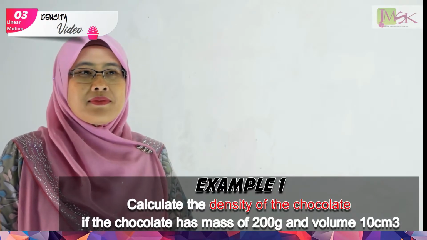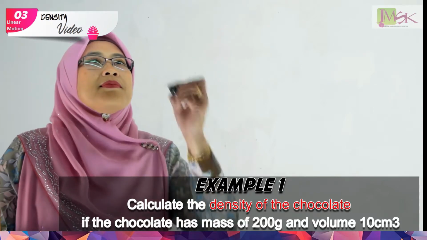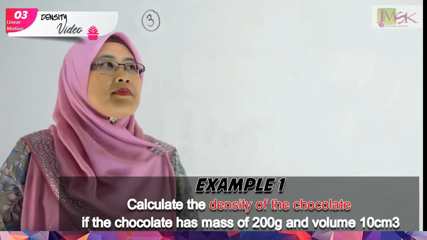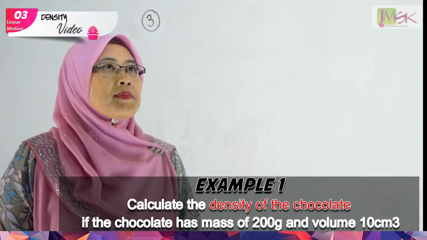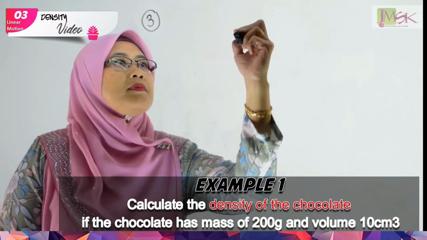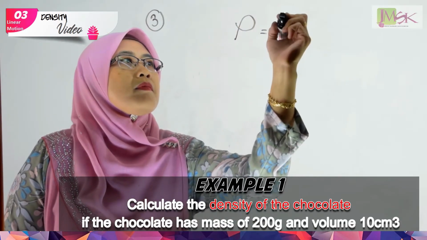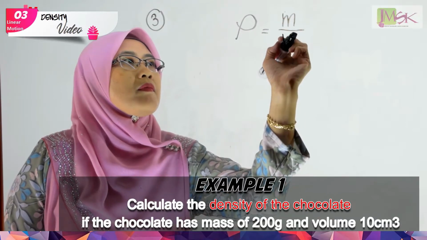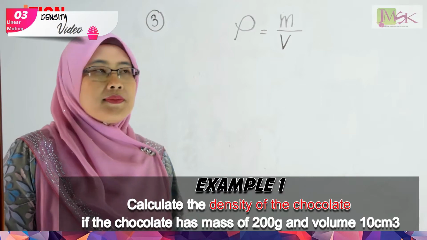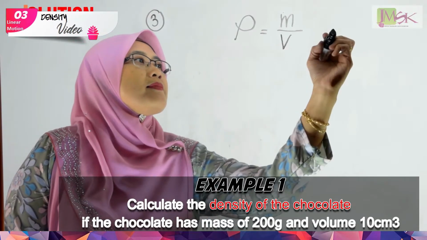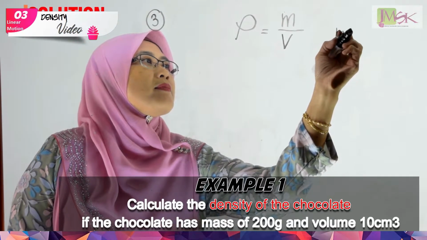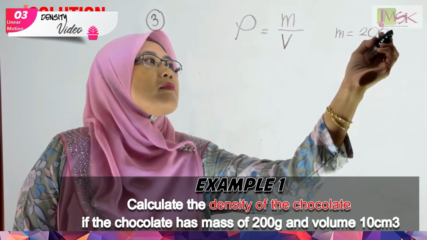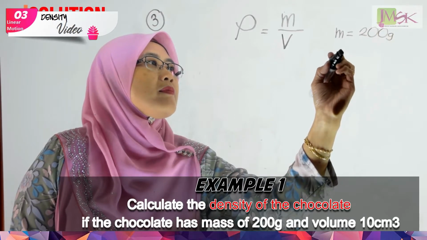Let's do the exercise of solid and fluid. This question wants you to calculate the density of the chocolate. Try to remember the formula of density. Write the formula rho equal to m over v. List down the data from the question. Mass equal to 200 gram, and volume equal to 10 centimeter cube.